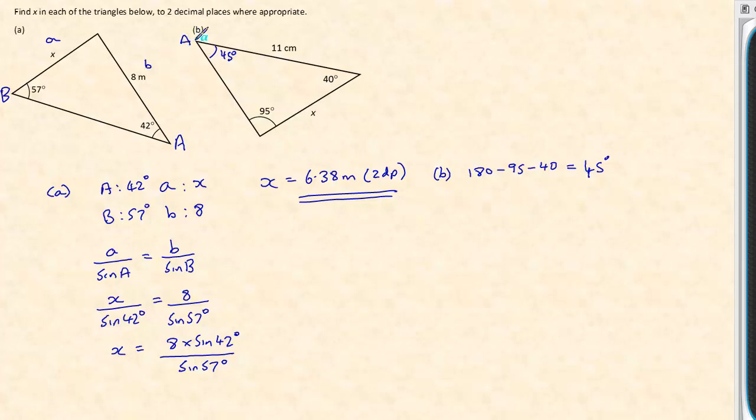Let's call this one A, and then the side we're trying to find A, call this B and B. We know both B and B, so once again we're going to use the sine rule. So A over sine A is B over sine B. Substitute in what we know, so x over sine 45 degrees is going to be 11 over sine 95 degrees.